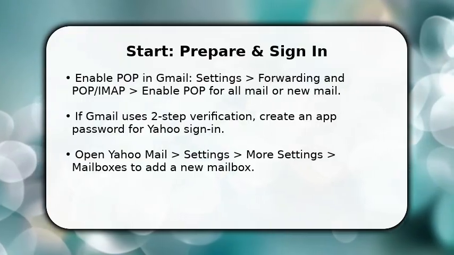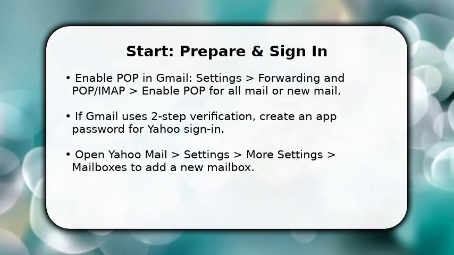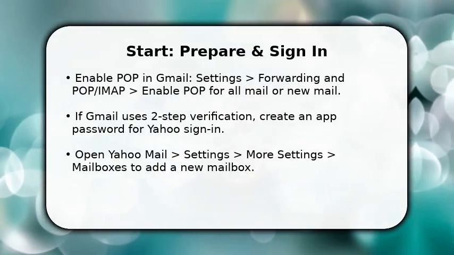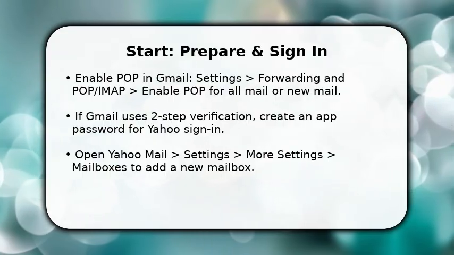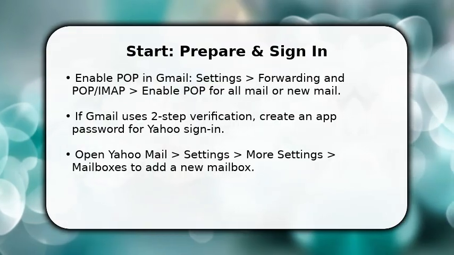You start by preparing accounts so the connection works reliably. First, enable POP in Gmail under Settings, Forwarding and POP/IMAP. This lets Yahoo fetch mail. If you use two-step verification, make an app password in Google account and copy it. You'll need it to authenticate.